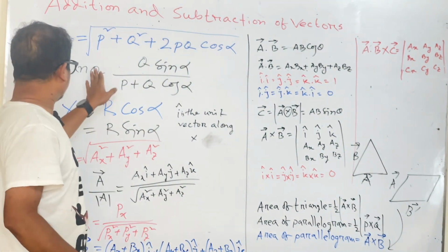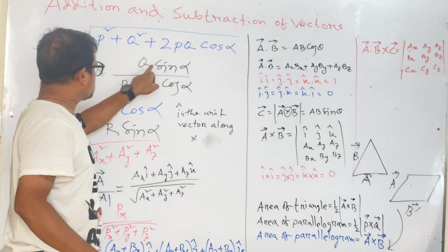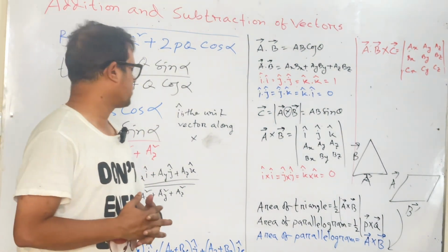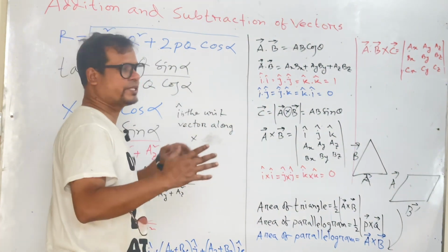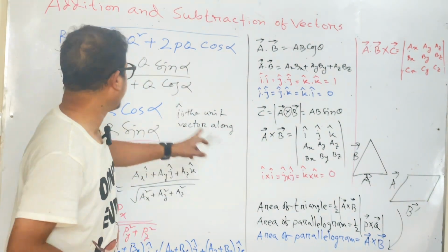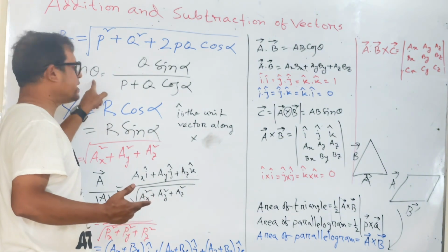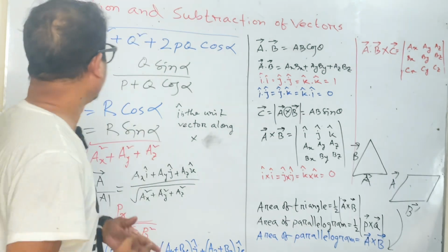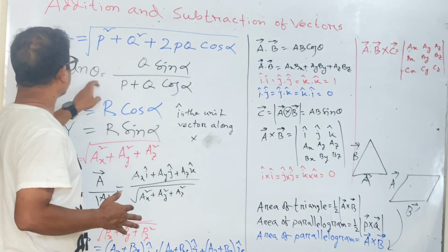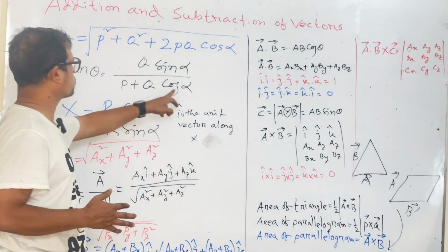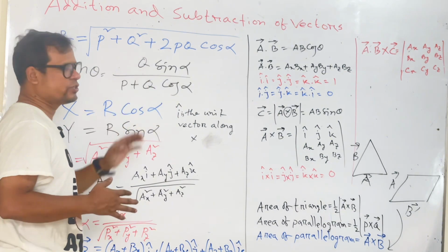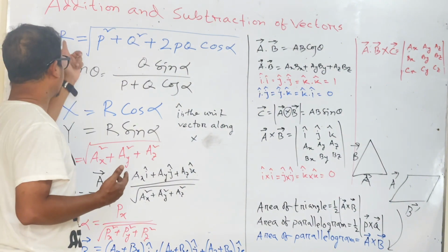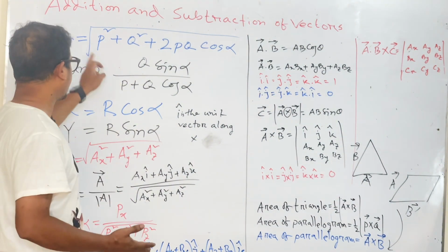Another formula: tan theta equals q sin alpha over p plus q cos alpha. I have said just now, alpha means the angle between the two vectors p and q, and theta is the direction angle of the resultant vector r. If a question gives you alpha, p and q, you can find the direction of the resultant vector r. Actually, this is the angle between r and p.